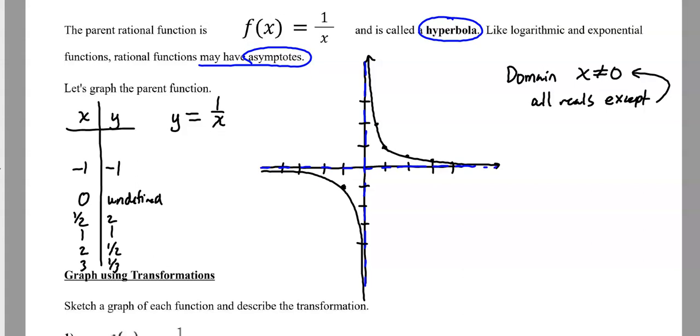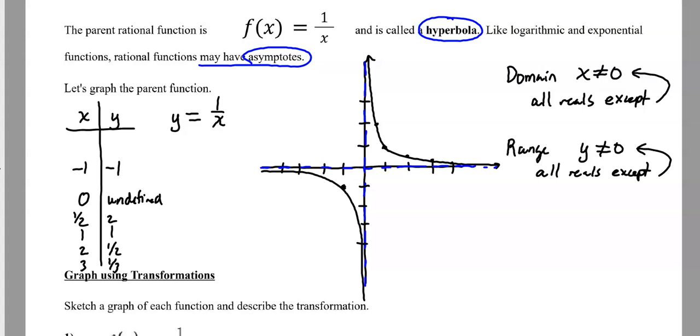So let's first talk about the range. We talked about the domain. The range are the y values. Well, it looks like y could be anything. It goes positive infinity, negative infinity, but it can't be 0. So the domain and range for this one's pretty easy. Neither of them can be 0. All reals except that.